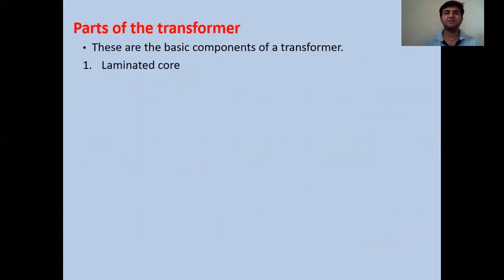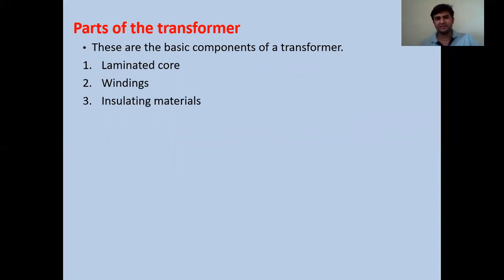Then we have to see some parts or basic components of the transformer. First is the laminated core. Second is the winding. These are the two major parts in the transformer construction. On the core, the winding is placed, and the windings are made from copper material for carrying the currents. Third is the insulating material. Fourth is the transformer oil. Fifth is the tap changer.